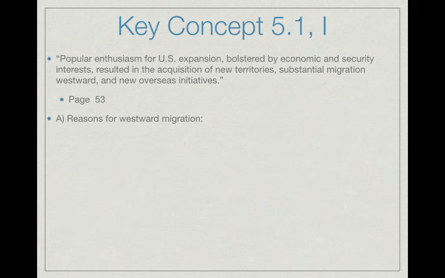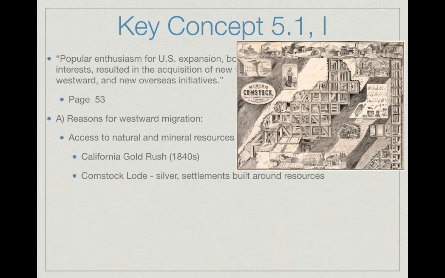Now, what were reasons for westward migration? Well, there are arguments for access to natural and mineral resources, especially gold out west. The California gold rush of the 1840s we see. Comstock Lode was a mine for silver, and settlements were built around resources. So you literally see towns popping up around these resources.